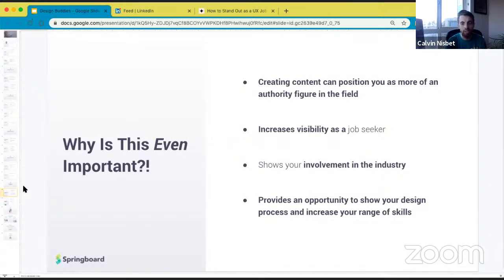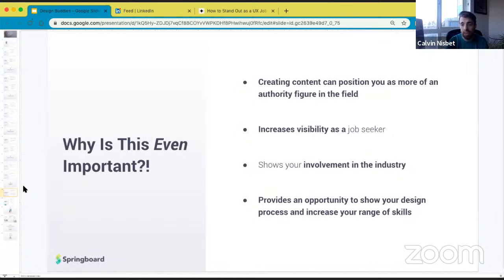LinkedIn is beautiful for this. Say Nico posted something, like a video or an article, and I saw it and I commented on it. Now everyone in my network sees that as well, right? So that gets increased visibility just through that snowballing, plus the added element of continuing to show your involvement in the industry.